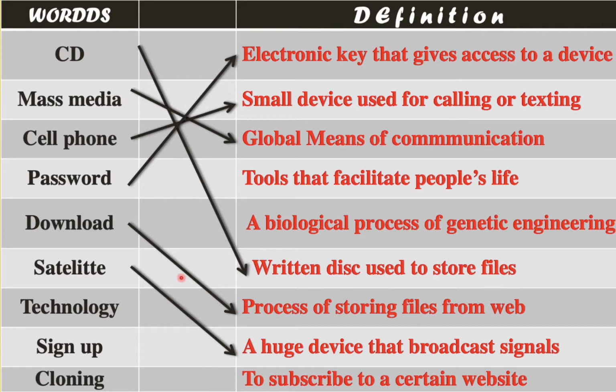Okay, satellite. For example, when you watch TV, we have Nilsat. So Nilsat, it is a satellite. Okay, Hotbird, it is a satellite, or Astra, it is also a satellite.